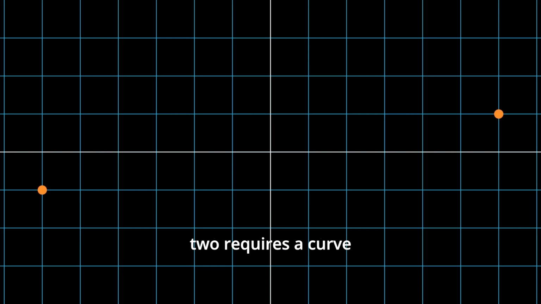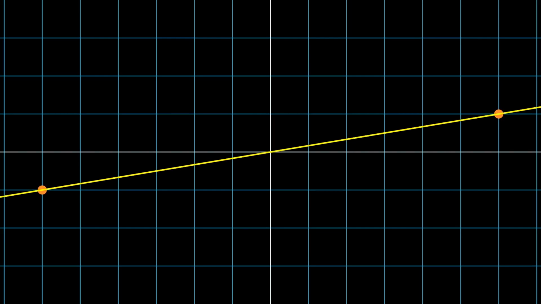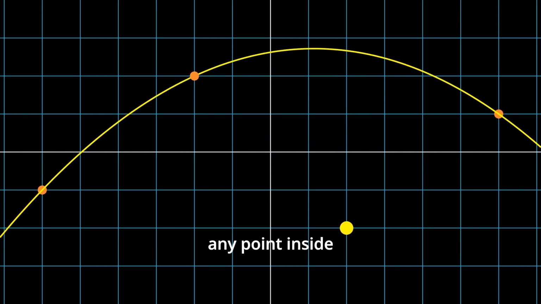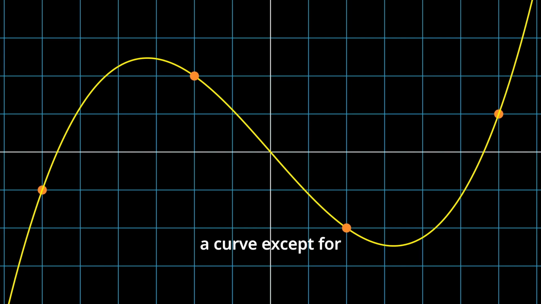Neither 1 point nor 2 requires a curve to go through them. A straight line is enough. We need a third one to be the turn of the curve. In fact, any point inside can be the turn of a curve except for the edge points. So we know now that the number of the turning points is at max the number of the points minus 2.